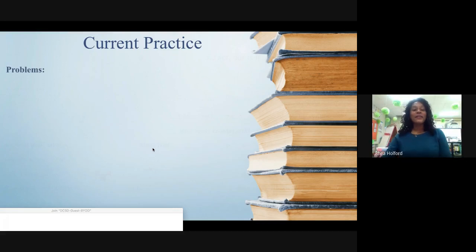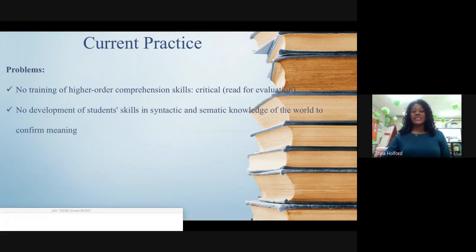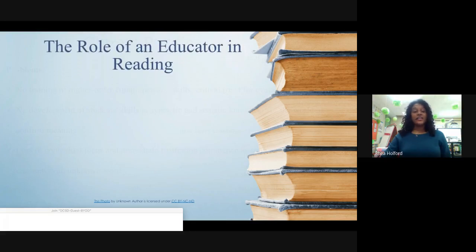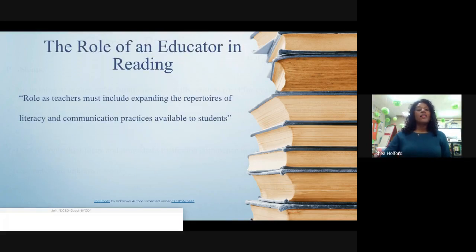Current practice. Problems. No training of higher order comprehension skills. Critical. Read for evaluation. No development of student skills in syntax and semantic knowledge of the world to confirm meaning. Loss of contextual focus and immediate frustration commence as soon as the reader encounters an unknown word. The role of an educator in reading. This is important. Our role as educators must include expanding the repertoires of literacy and communication practices available to students.